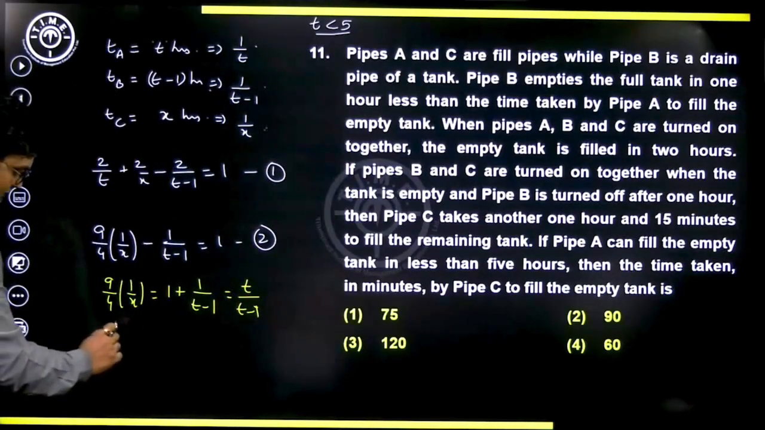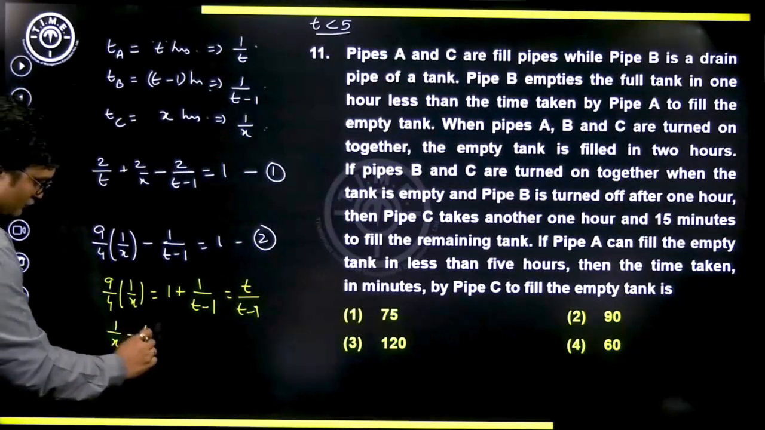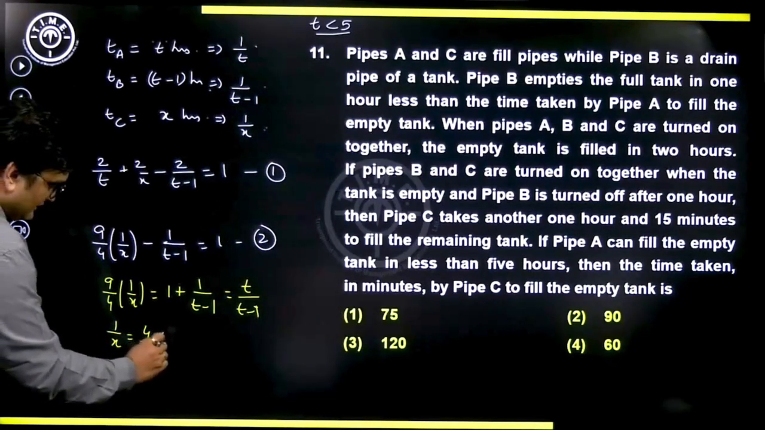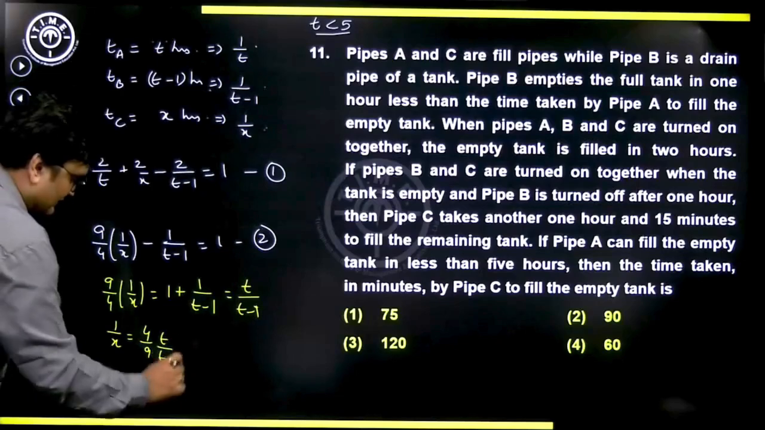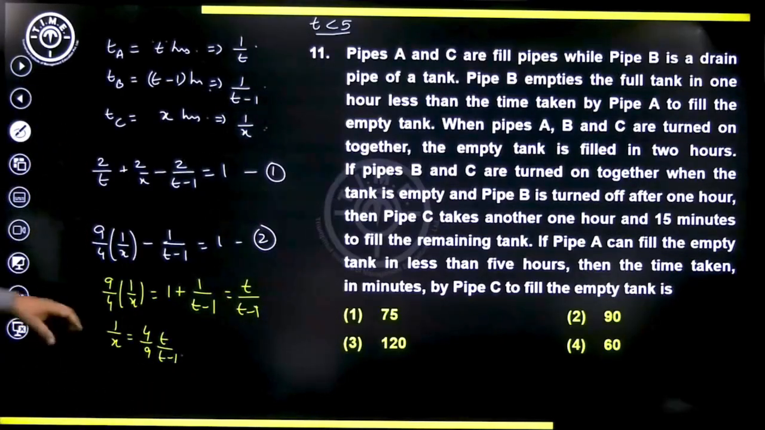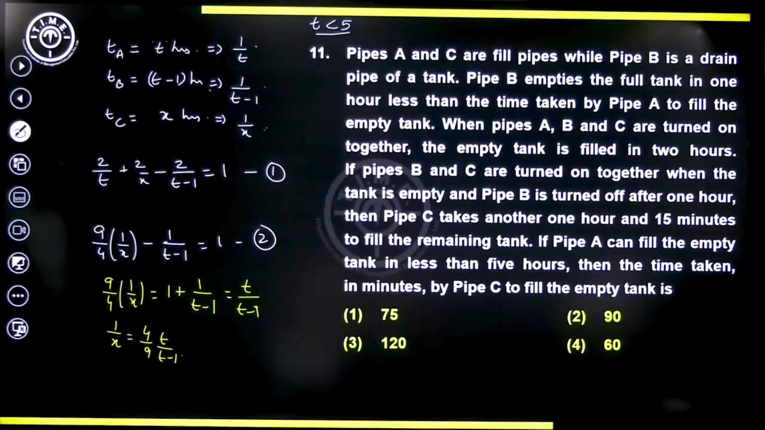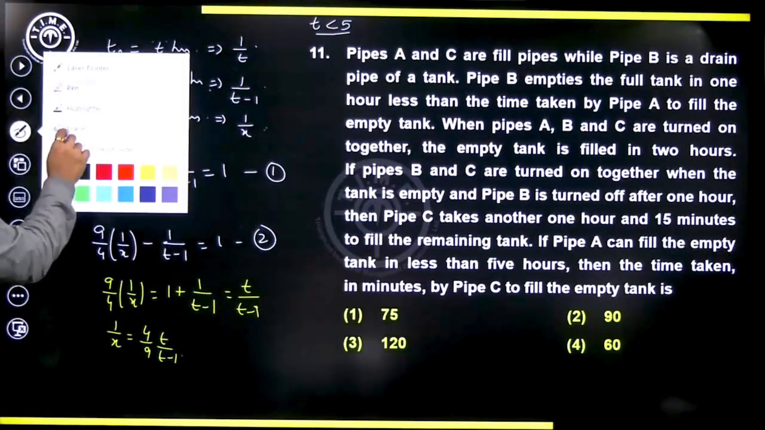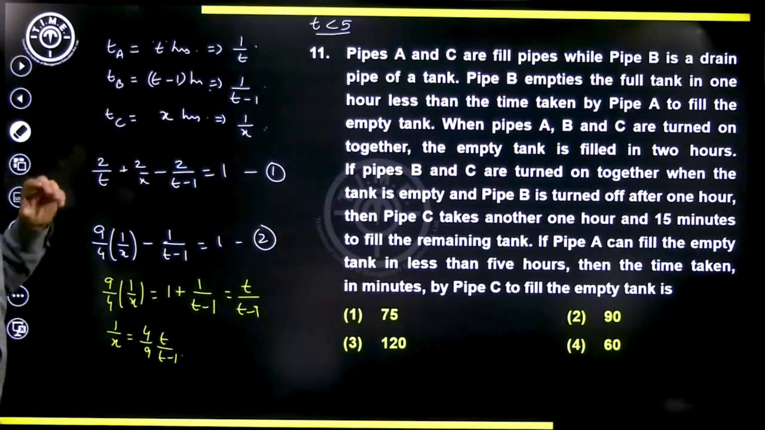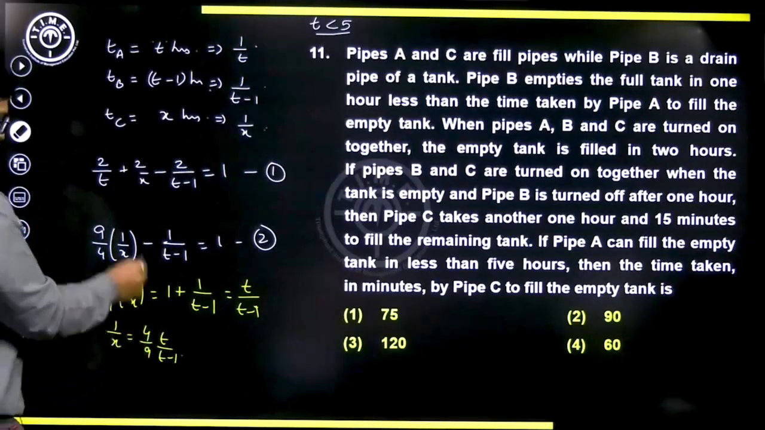So that means 1 by X will be equal to what? 4 by 9 into T by T minus 1, isn't it? Now let's substitute it. So if I substitute it in the above set of equations, let me clean this. So please note, I have to find out X. We have to find X, that's the question. So I'll just substitute this in the first equation.